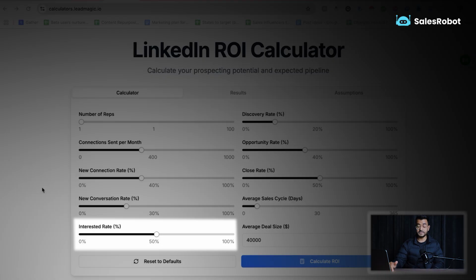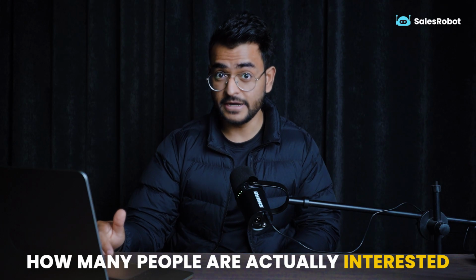So that's variable number three. Variable number four is interested rate. How many people are actually interested, right, when they reply? Typically, you should aim for an interested rate of roughly 30%, right? Like if there's 10 people who are replying, three should be interested in at least getting to know more or taking some kind of next step.